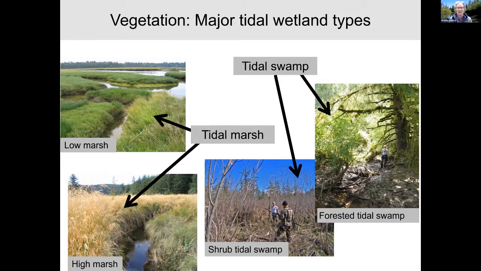And then tidal swamp is dominated by woody species. And so when you hear people talk about a swamp, that's what they're referring to, is a wetland that's got shrubs or trees dominating the vegetation.